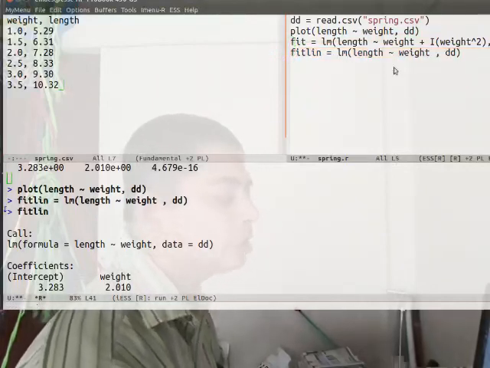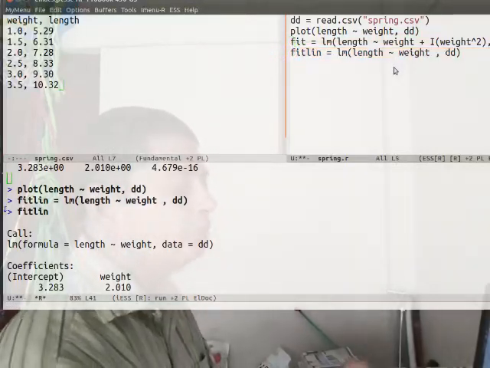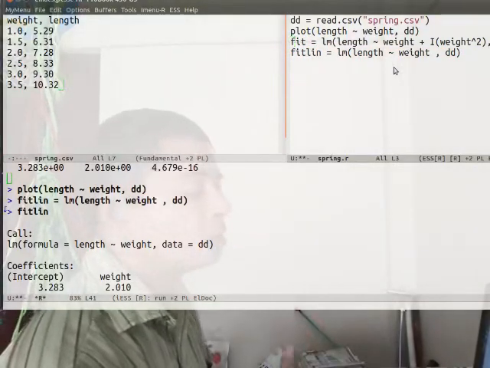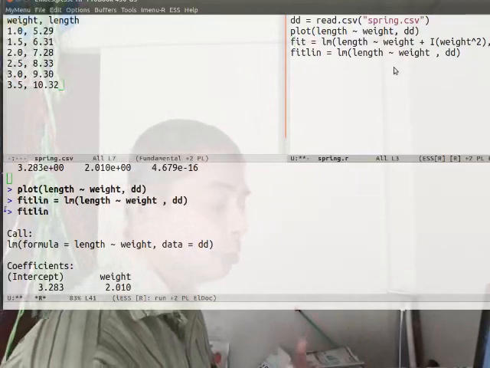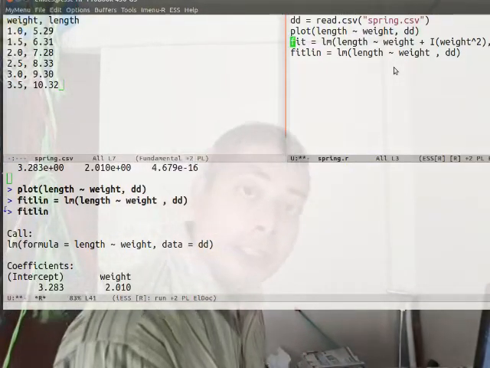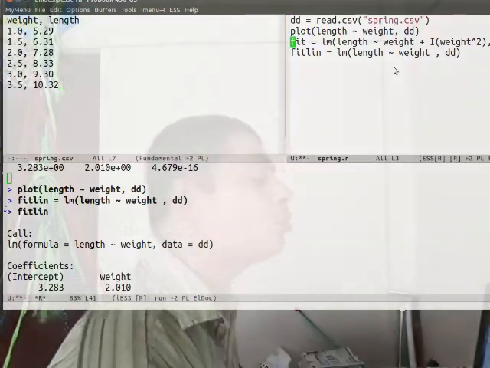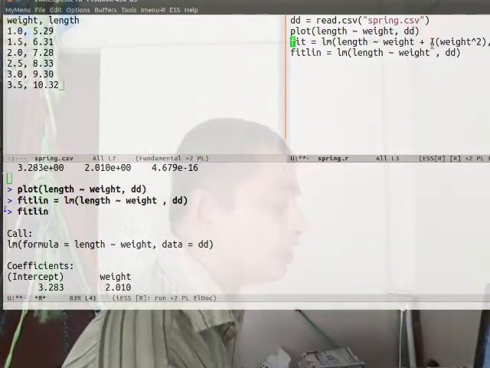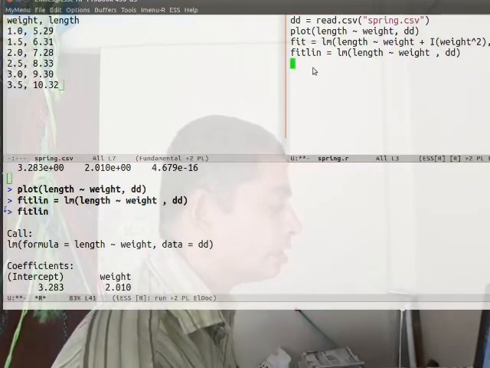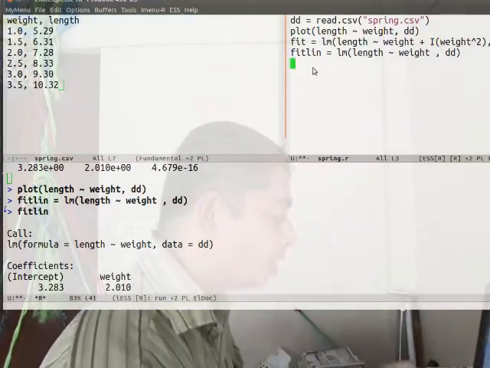So this is how you typically carry out analysis. You have a model in mind, and then you can either add more terms or take away terms. In this case I removed the terms. Now let's take a look at what happens if you do not want to put that I. If you by mistake forget to put that I wrapper. Let's see what happens.